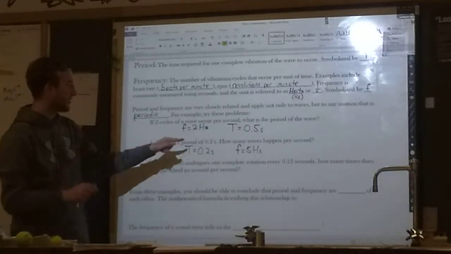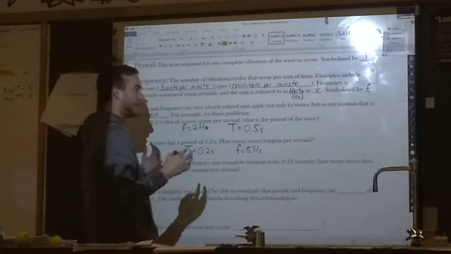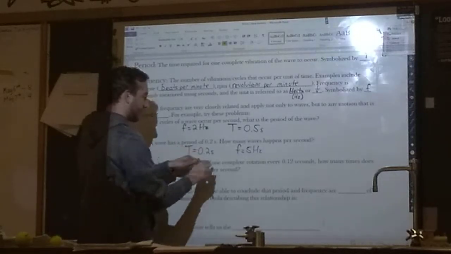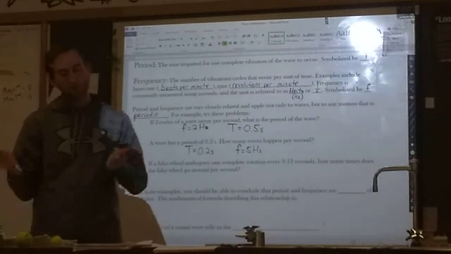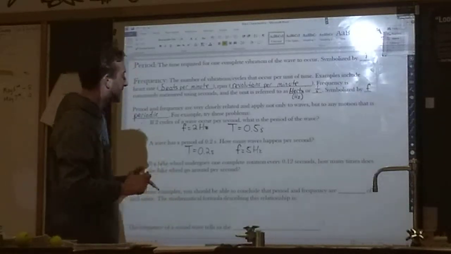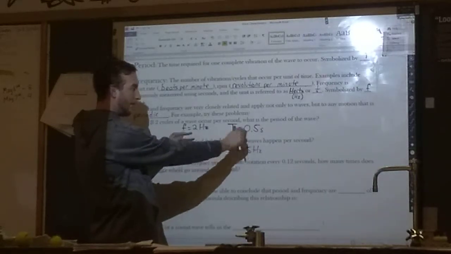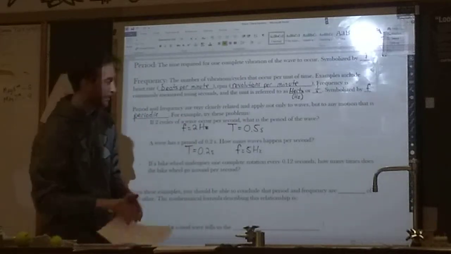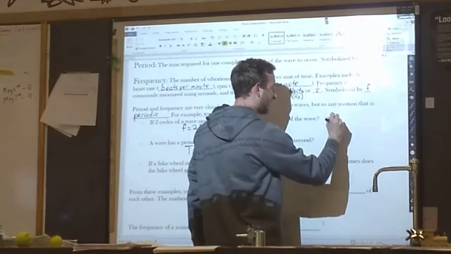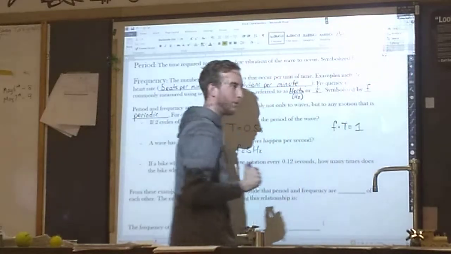And if you look at these numbers, there's something special about these 2 numbers, 2 and 0.5. They do something kind of strange. And there's something special about these numbers, 0.2 and 5. Usually in class I would let you figure it out for yourselves, but here I'll just tell you: what do you get if you multiply these 2? You get 1. What do you get if you multiply these 2? You also get 1. So what this tells me is if I take the frequency and multiply by the period, I will always get 1.